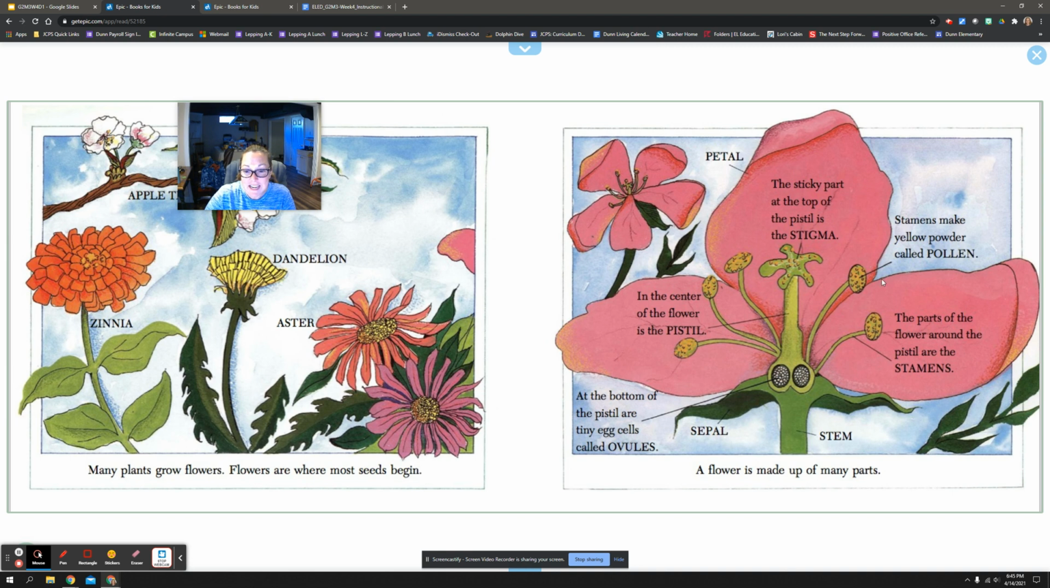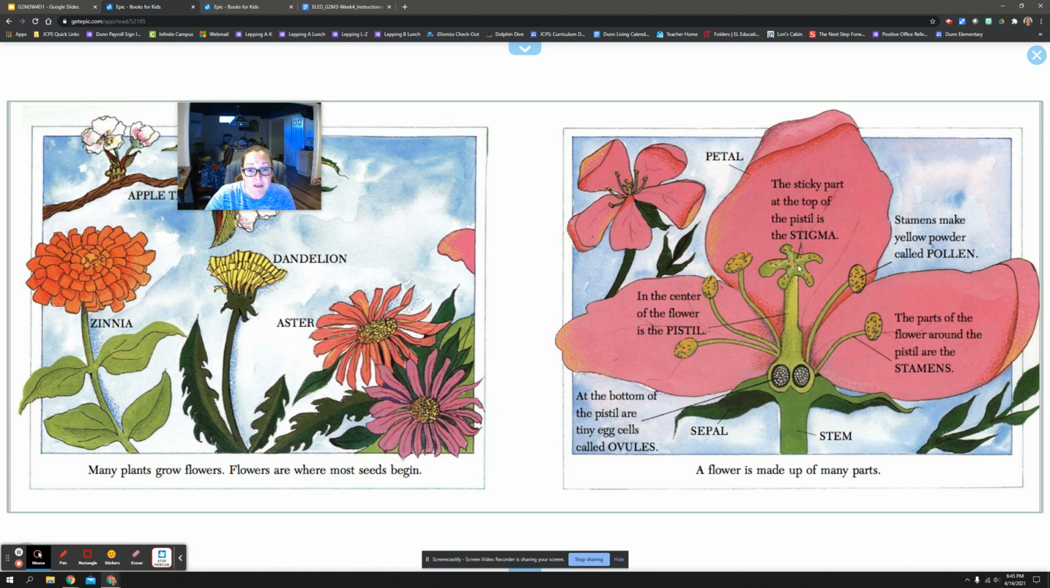Then we have the stamen, and these right here are like these long stems. These are called the stamen. They have this long stem and then this thing here, and that's where the pollen is produced. So this plant has 1, 2, 3, 4, 5 of those.